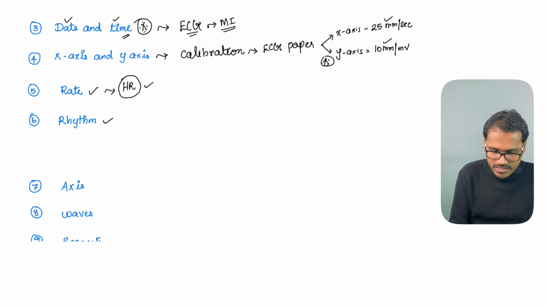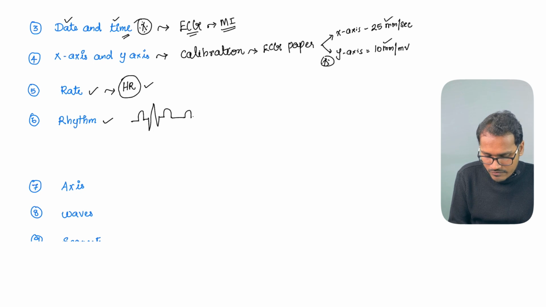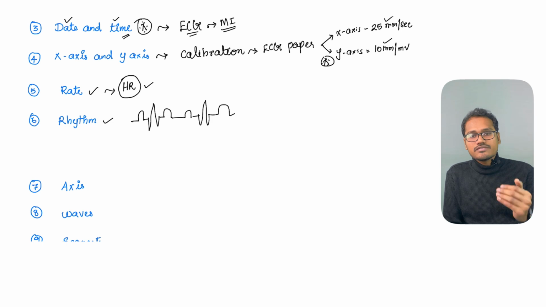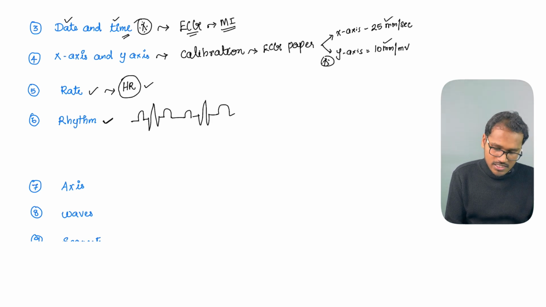Here, we check the rhythm by seeing whether the P wave is followed by a QRS complex, then a T wave, then again a P wave followed by a QRS complex, then a T wave. This kind of analysis will help us to identify some of the conduction blocks. So the rhythm checking has to be done.